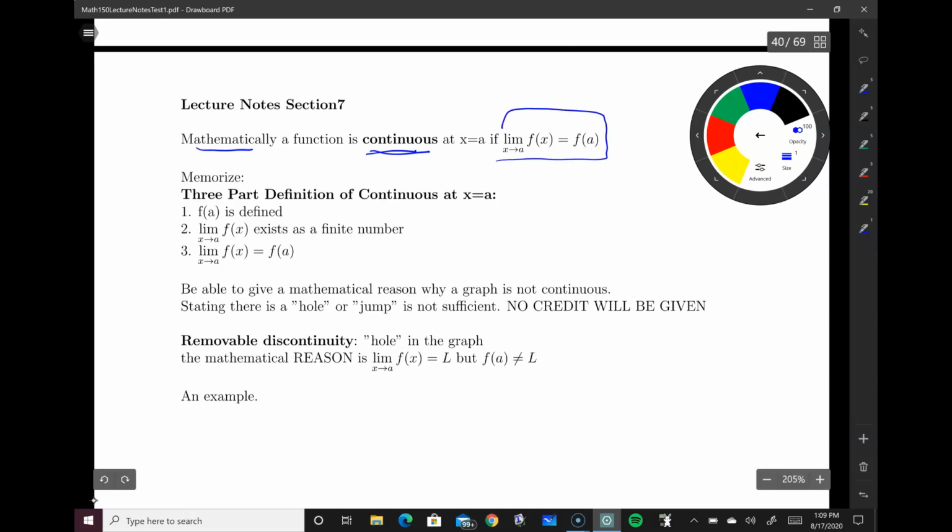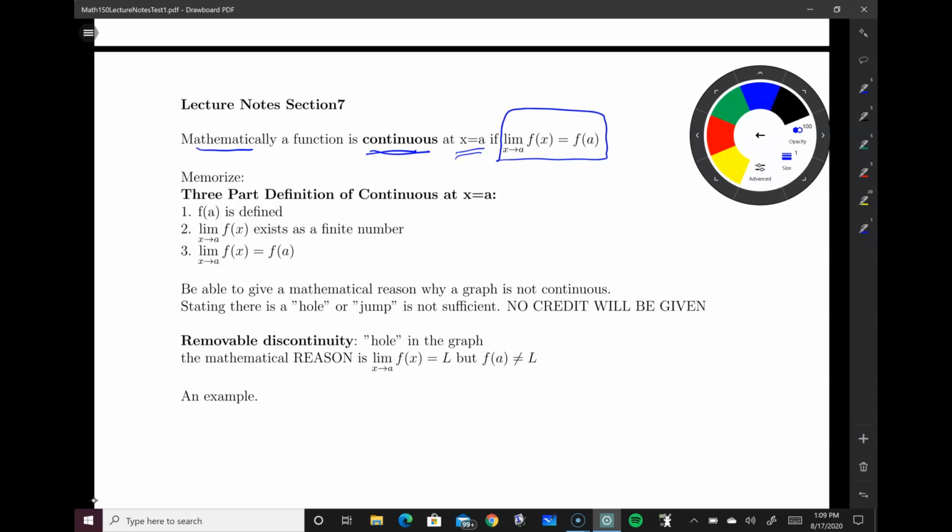And this is encapsulated. So this says it's continuous at this point a if when I take the limit as x goes towards a of the function, I land on f of a. All right, so this can break down into three parts. I'm going to want you to know all three parts because that's how we're going to show something is not continuous. So here we go.